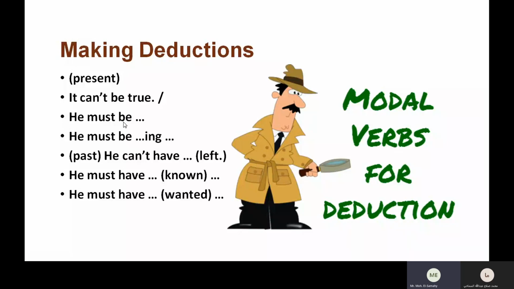Can't be and must be. But in the past, we use can't plus have plus past participle. He can't have left. I'm talking about things that happened in the past. He must have known, must plus have plus past participle. He must have wanted. So there are two uses for the deduction, the present and the past. In the present, we use can't or must plus be, and in the past, we can use can't plus have plus past participle.